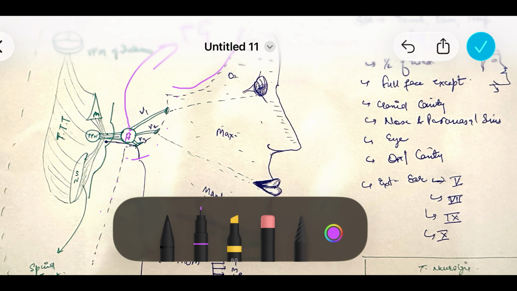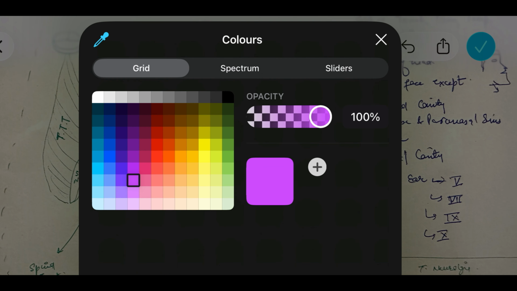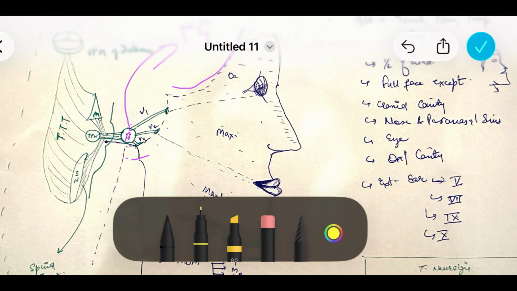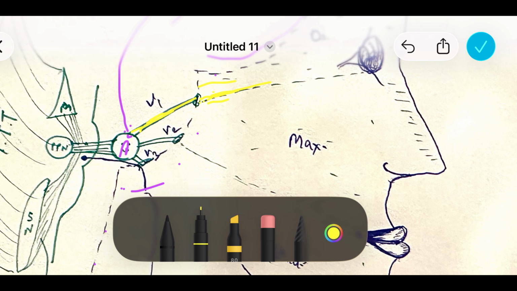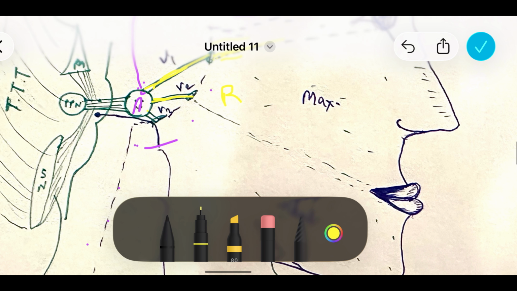Now, the trigeminal ganglion has three divisions. First is ophthalmic. See, this is the ophthalmic division, which exits the cranial cavity through the superior orbital fissure and enters the orbital cavity from here. Then we have the maxillary division here. This is the maxillary division, which is exiting the skull through foramen rotundum.